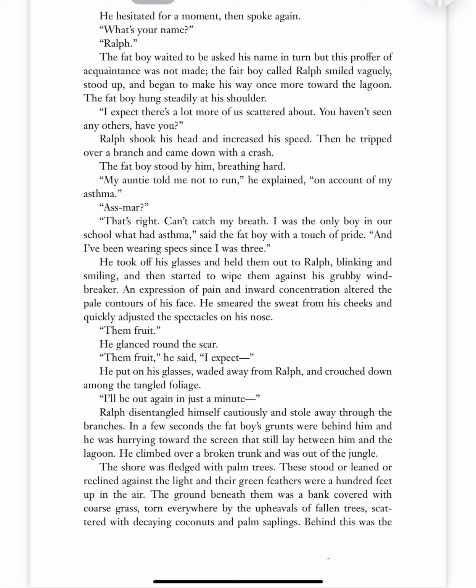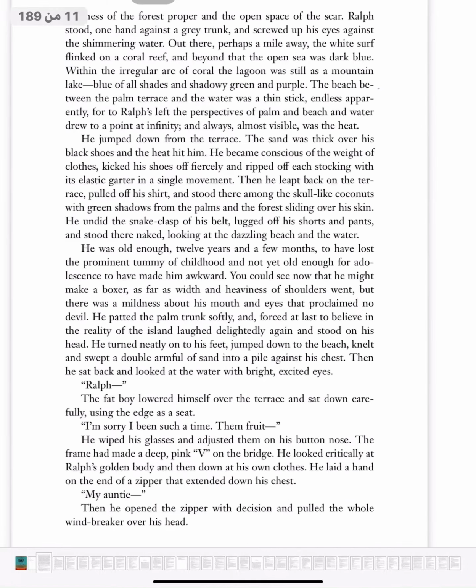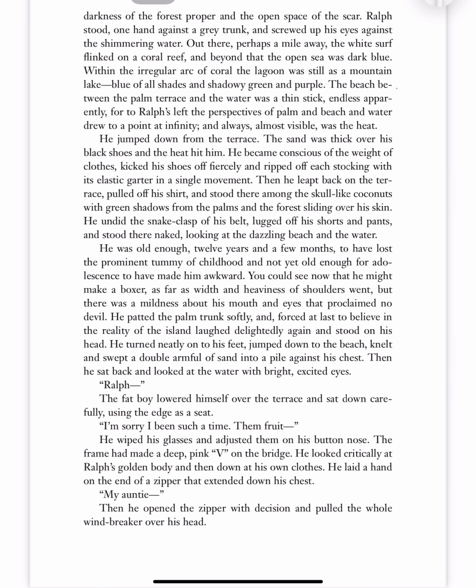Different colors are presented to us: green feathers. We have fallen trees scattered with decaying coconuts and palm saplings. He is describing the shore where the characters arrived when they came out of the jungle. And you see that he is decorating the painting of the site which the characters are now trying to see.